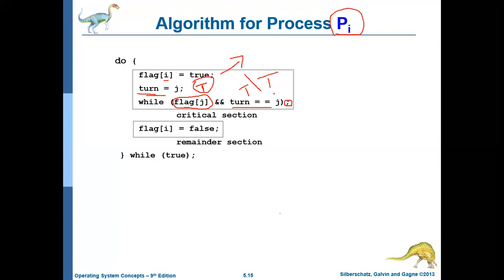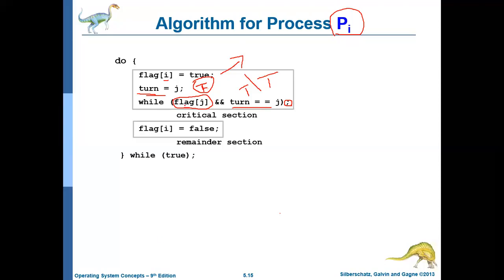Then the ith process will keep on waiting, and it will keep on checking these two things. What is flag of j and what is turn equal to j. Turn is always j, but it keeps on checking flag of j. Okay, so it keeps on waiting until the jth process becomes false. So as long as flag of j is true, it will be waiting.